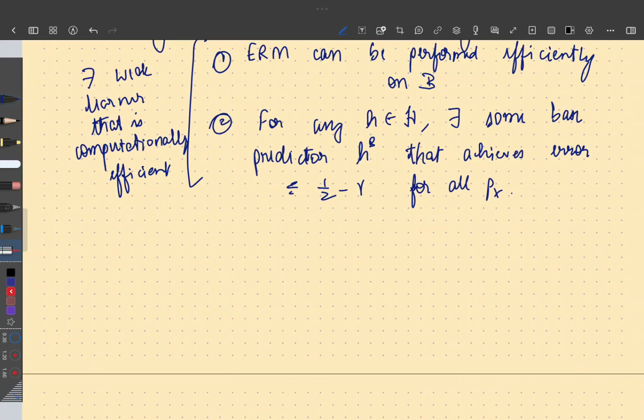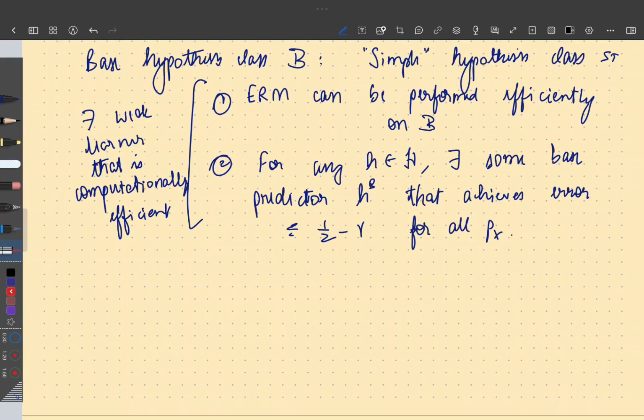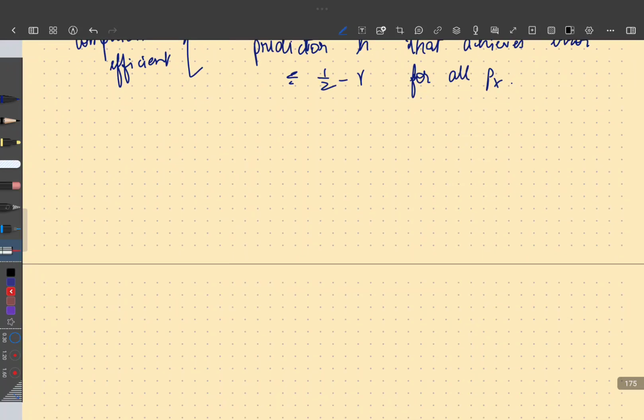Fine. So this is basically saying that there is some base predictor that achieves an error of half minus gamma for every concept, and it's possible to do ERM efficiently on B. Another way of saying this is that for any h, there is a weak learning algorithm which outputs some h_b from the base hypothesis class that achieves probability of error half minus gamma. Okay, so let's see a couple of examples.